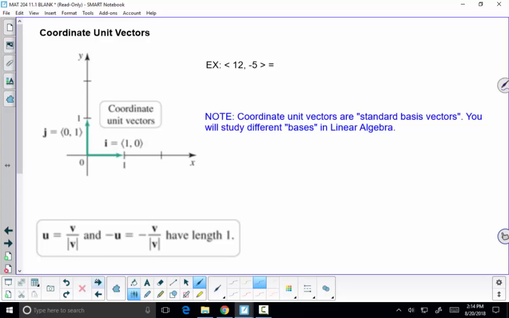1. Yeah, perfect, right? A unit vector is a vector of length 1.